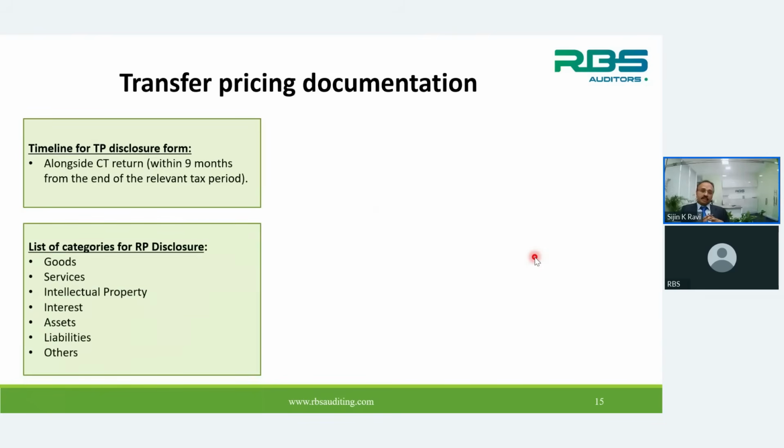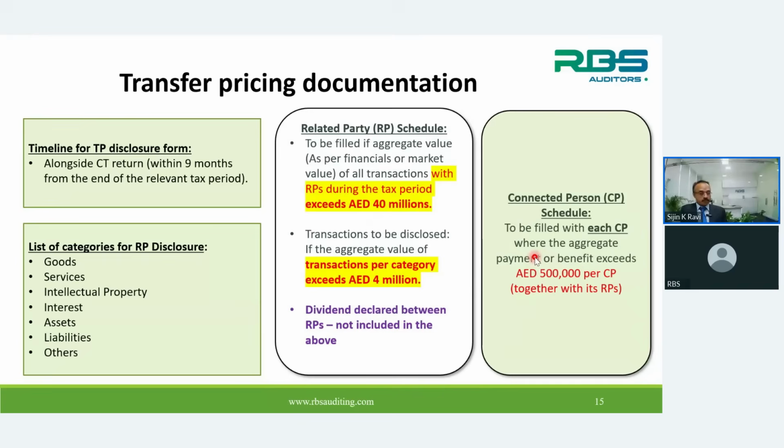The timeline for transfer pricing disclosure is within 9 months from the end of the financial year tax period. The list of categories for RP disclosure includes goods, services, intellectual property, interest, assets, liabilities, and others. One area relates to related parties, and the other relates to connected persons.